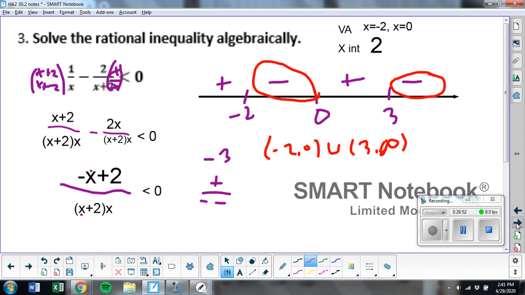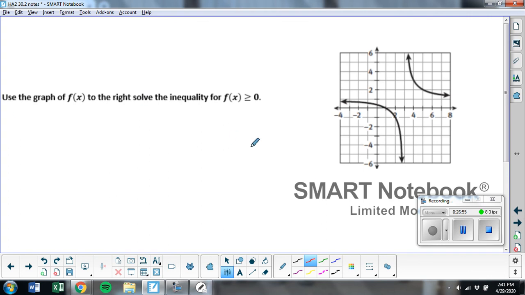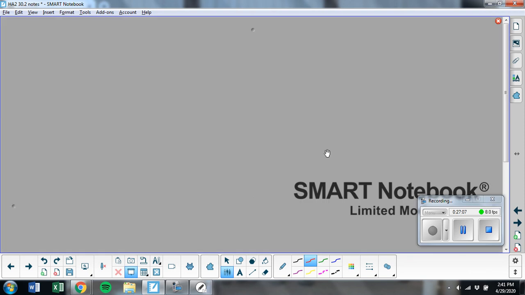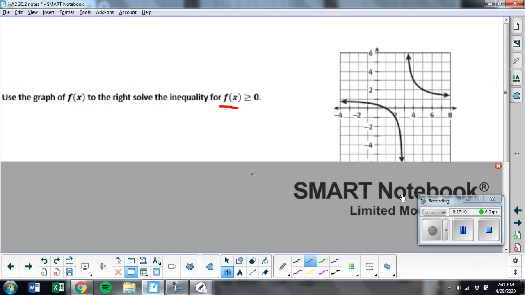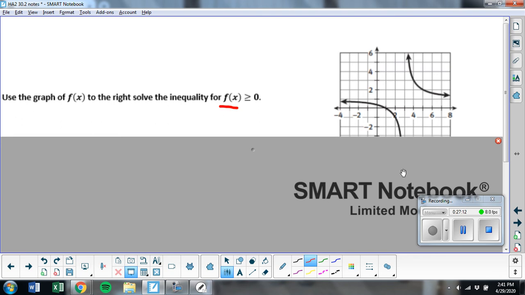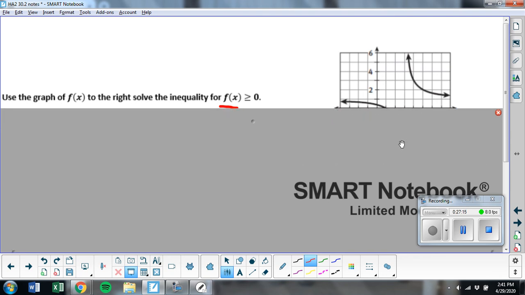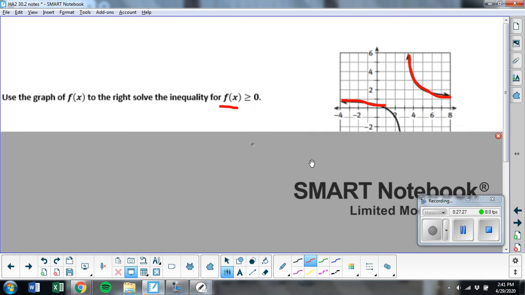Okay, we have one left. This one is only graphically, so it's going to be the quickest one yet. Use the graph of f of x to the right. We want to know when is the graph, the function, greater than or equal to 0. So here is a height of -6. Here's a height of -4. I want to cut off my graph at a height of 0. This is the only part of the graph I want when it's bigger than 0. So I want this part of the graph and this part. Anything else I don't want.